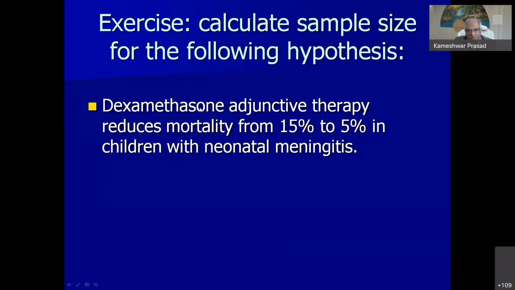Suppose you want to do a randomized trial with this hypothesis: dexamethasone adjunctive therapy reduces mortality from 15% to 5% in children with neonatal meningitis. What sample size will be required? Here I will allow anyone who is able to calculate quickly to come up and tell me what answer they have got. I'm also going to do the calculation. So Ravi, you can allow people to unmute and speak.